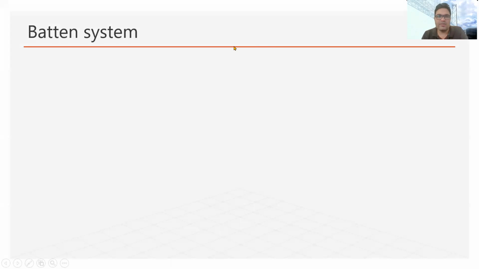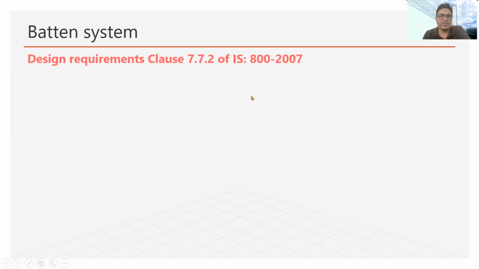Hello, welcome back. So in the previous part, we have discussed the general requirements of the batten system. Now in this part, we will start discussing the design requirements. The design requirements are given in this clause, so we can refer to this clause of IS code for all the references.